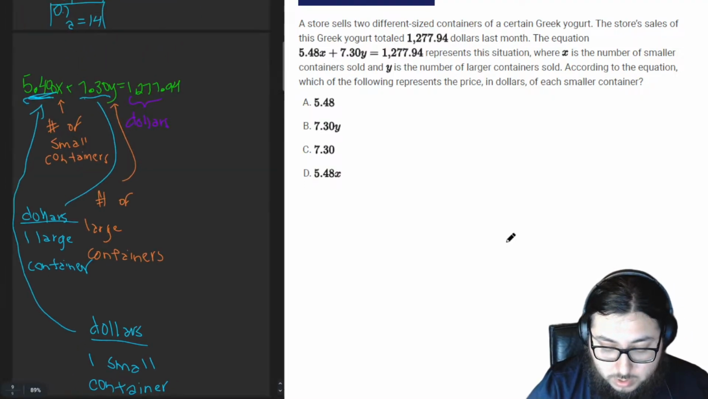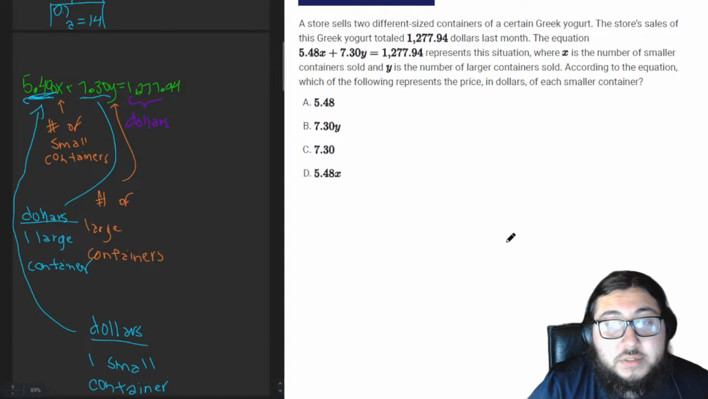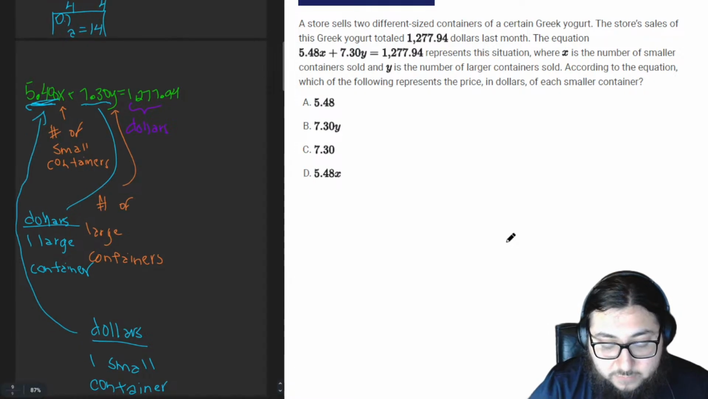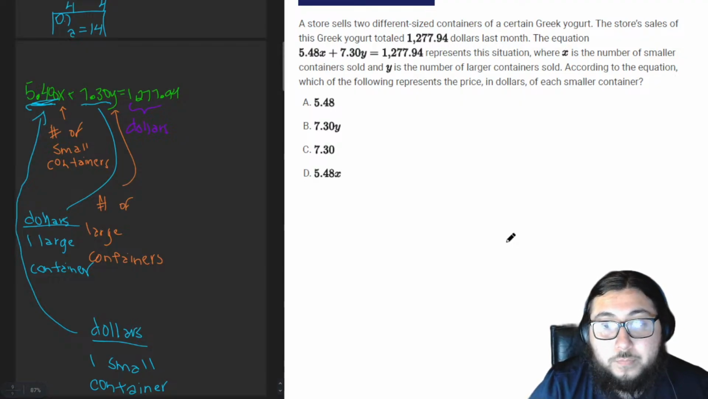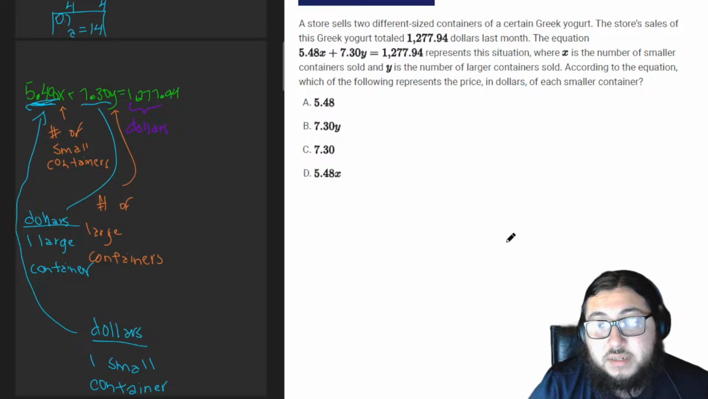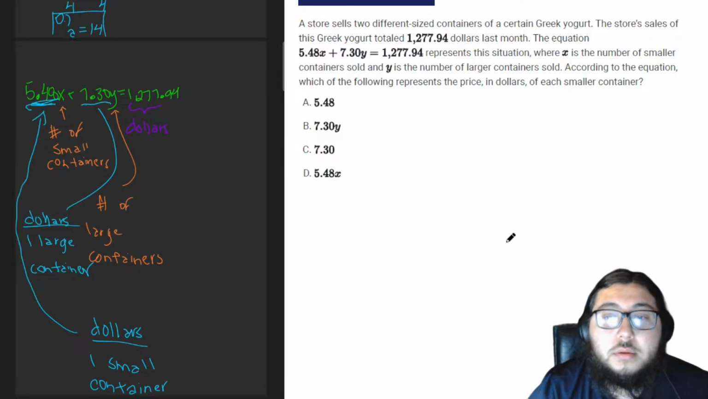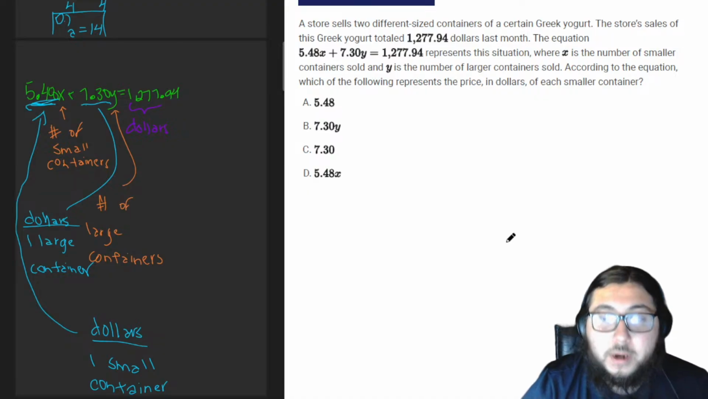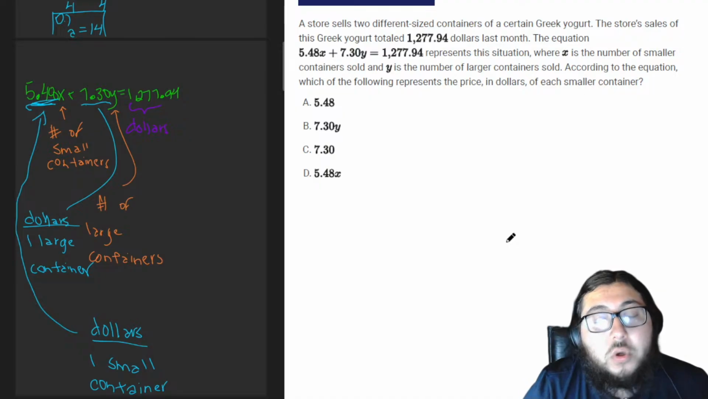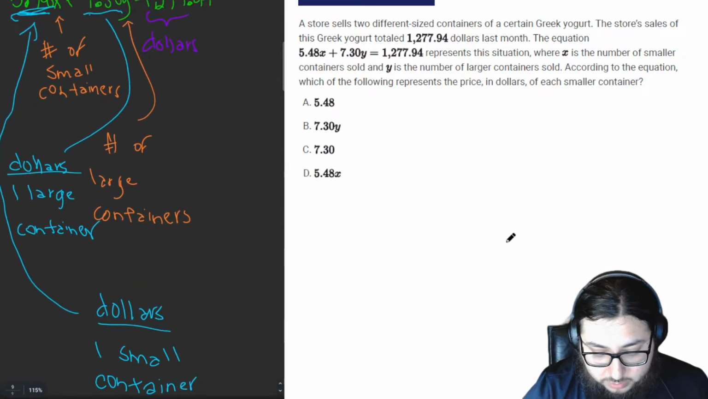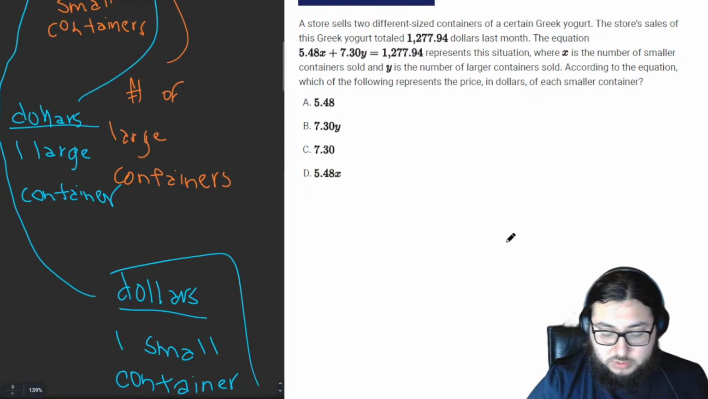So, now the question asks, which of the following represents the price in dollars of each smaller container? Well, we determined that 5.48 has units of dollars per small container, and that's essentially what the question is asking. So our answer comes directly from the equation. We don't have to do any fancy math. We just identify which of these numbers, whether it be 5.48x or 5.48, it's asking for the price of each smaller container, right? So not the total cost of all smaller containers. So that's how we know that it is 5.48, because 5.48 has units of dollars per one small container.